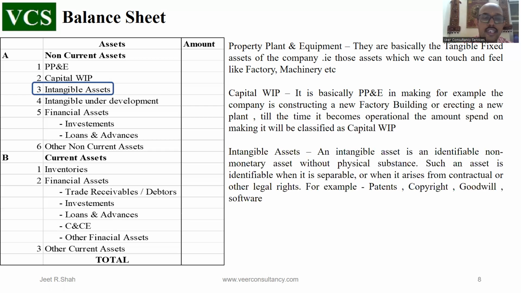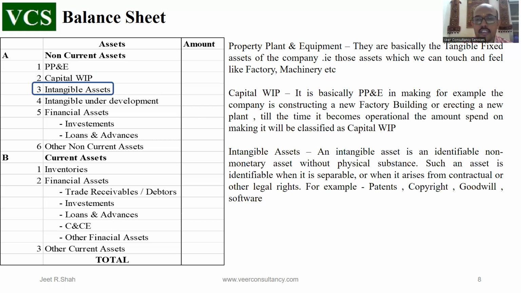Then the third is intangible assets. An intangible asset is an identifiable non-monetary asset without physical substance. So you cannot touch or feel that asset. Such an asset is identifiable when it is separable or when it arises from contractual or other legal rights. So examples can be patents, copyright, goodwill, software.